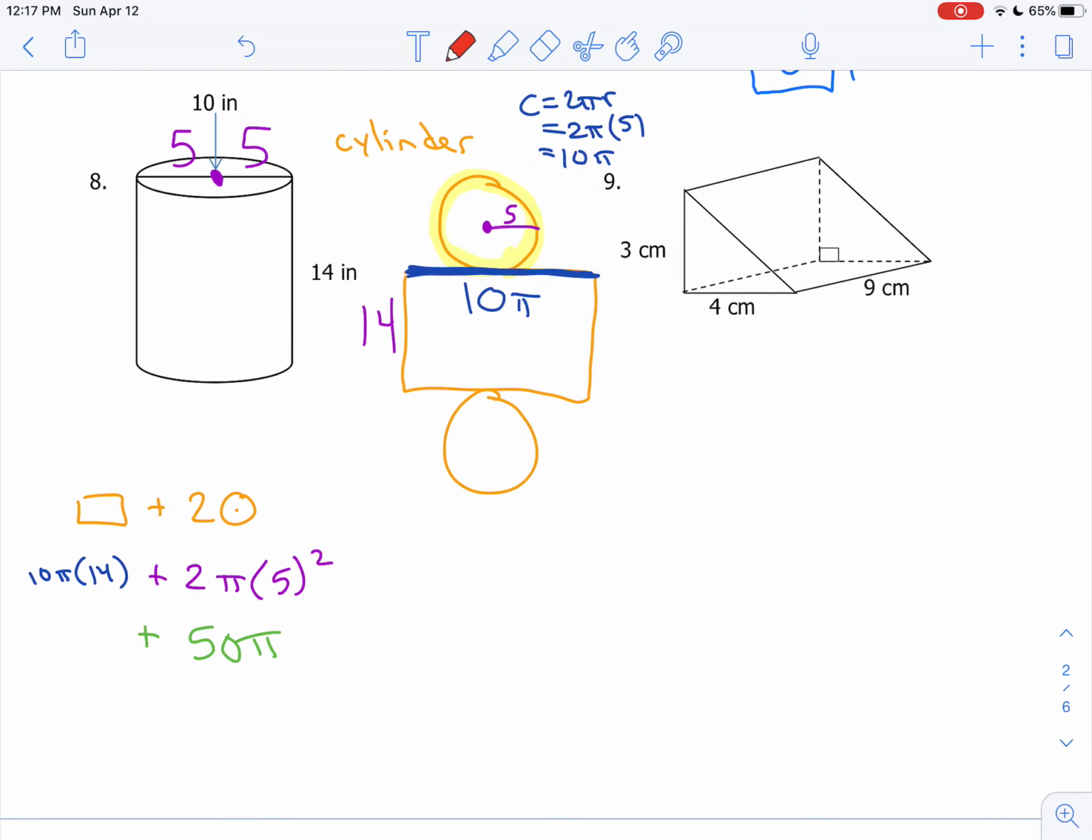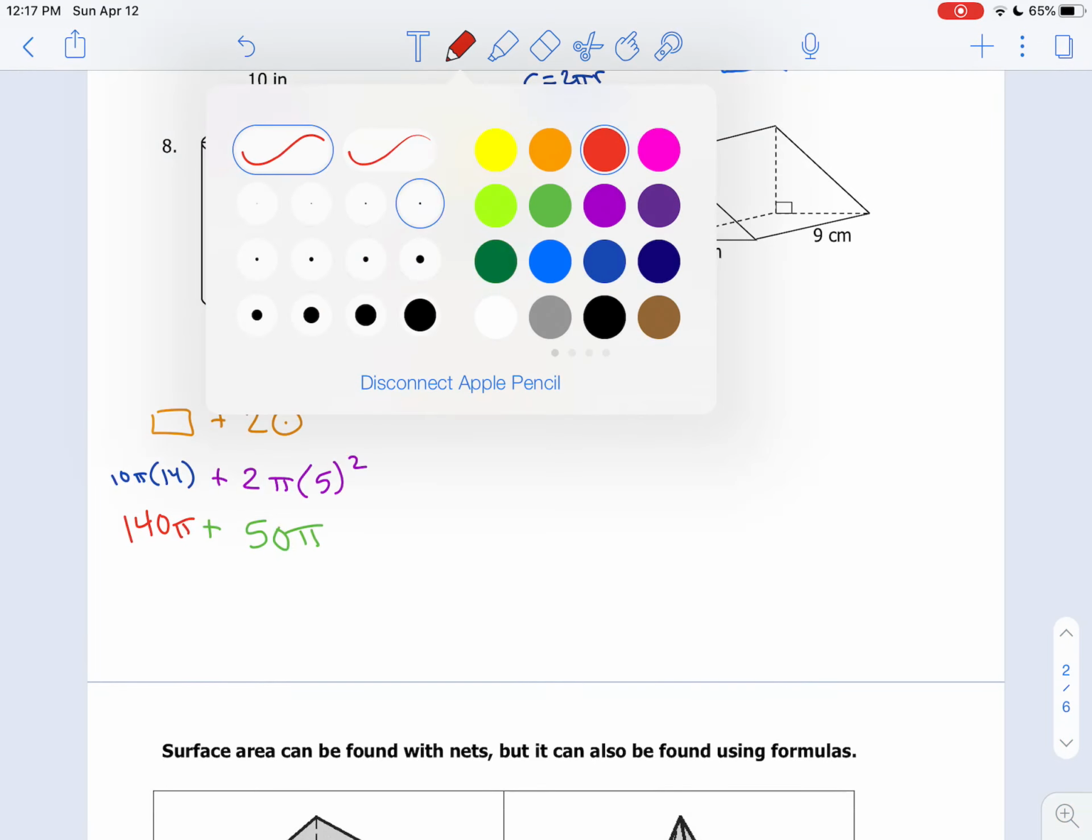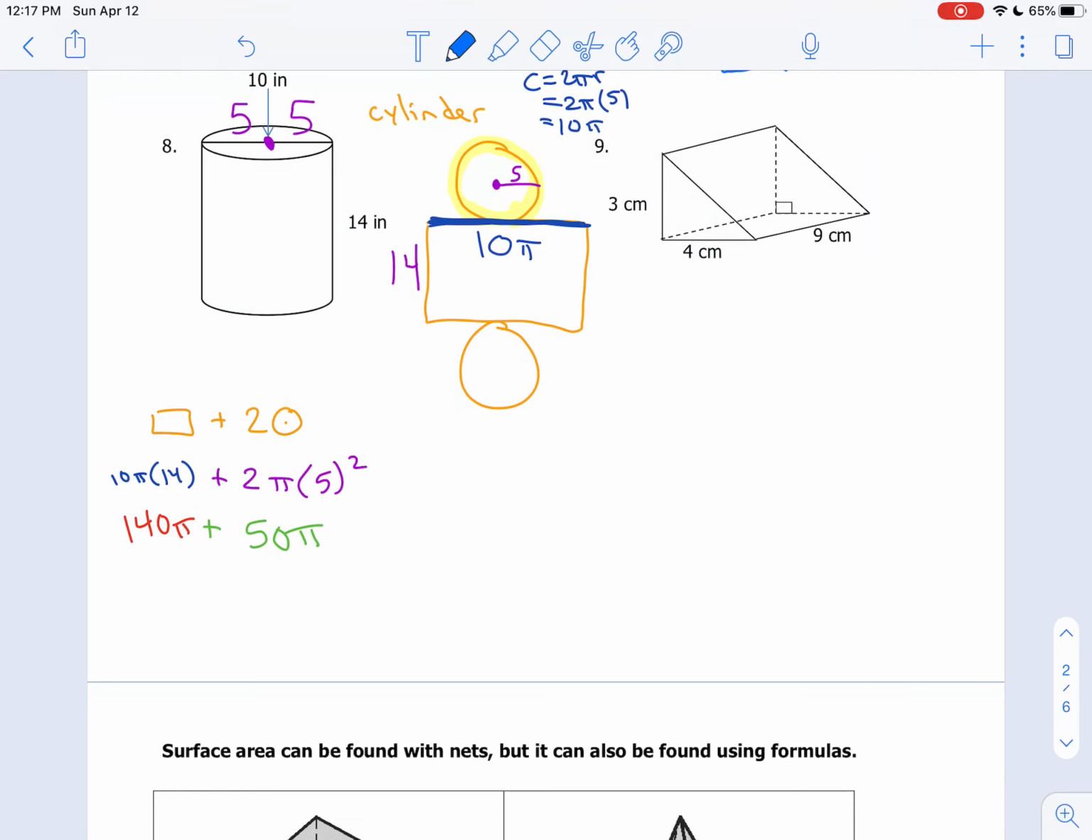I keep switching colors, so I'll do it again. Now you guys have two options here, and I want to make sure you know both of them, because if I give you multiple choice, sometimes I like the exact answers, but if you're going to write it out for me, you could do either one. So 140 plus 50 is 190. If you do 190 pi, that's called the exact answer, and that's perfect. You can leave pi's, you can leave square roots.